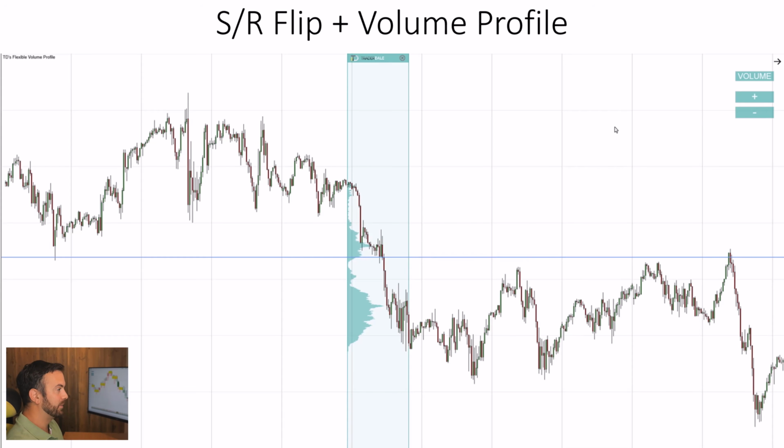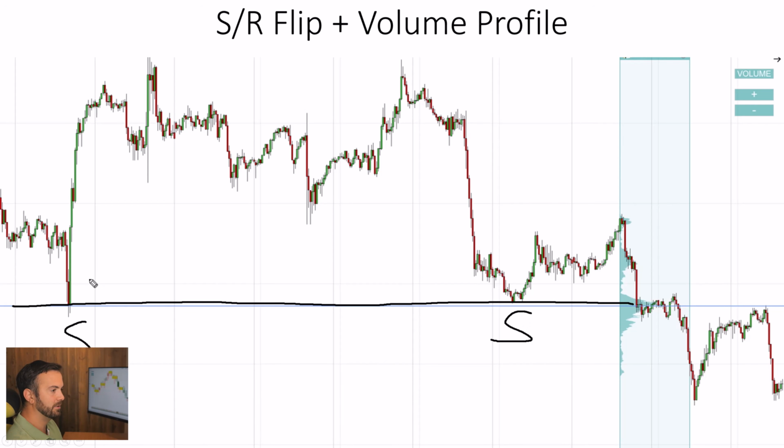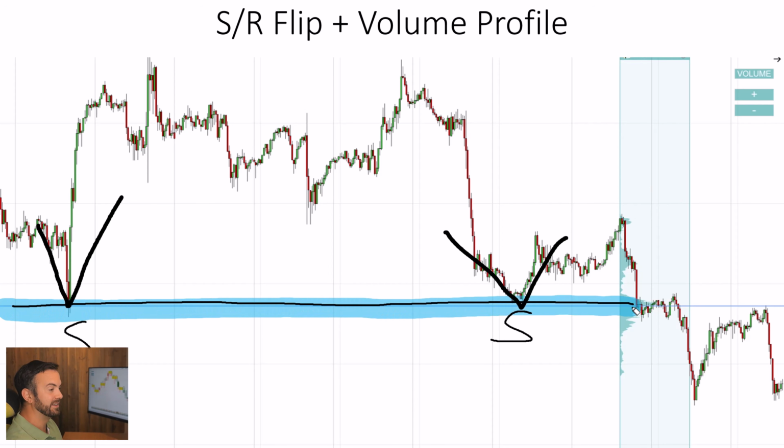Let me give you another example here. In this case, we have this zone which worked as a support in the past, in here and in here. I'm saying that it worked as a support because the price was reacting here, right? And again, this is not just one exact level. This is a zone. Supports and resistances are not exact levels, they are zones, right? Remember that. So this was a support zone in the past, then the price went past it and it turned into a new resistance. That's requirement number one.